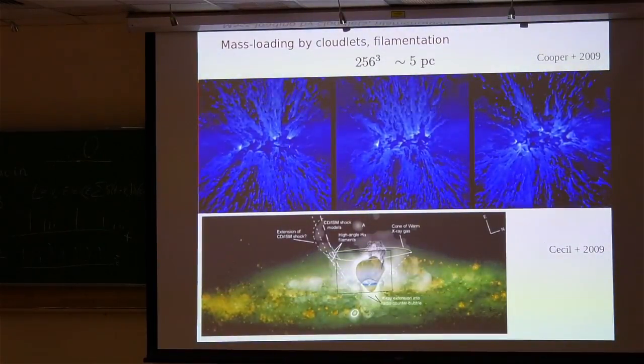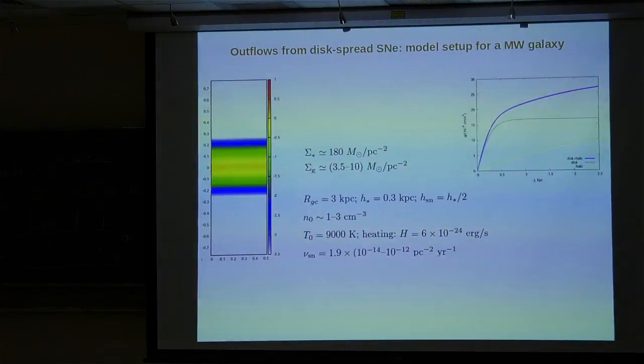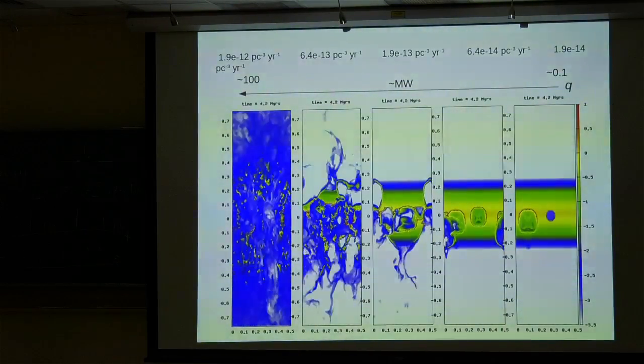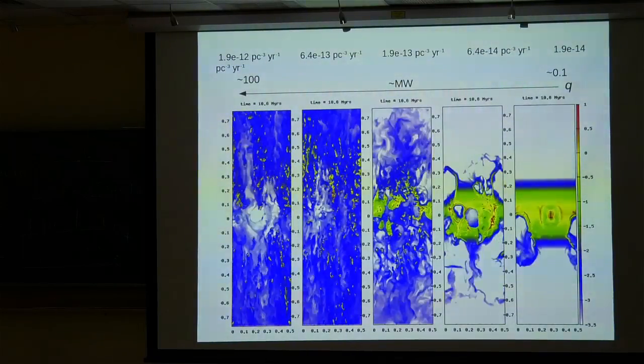Yes. Now I would speak about this mass loading and mass containment, but I would like to show you a movie. So these are the initial conditions to model the numerical setup for a Milky Way galaxy. These are the parameters typical for the solar vicinity of the Milky Way. And then we go to these kinds of supernova explosions.